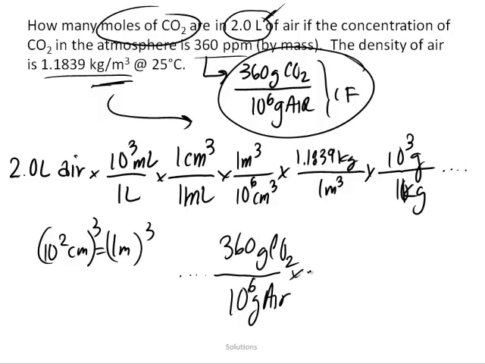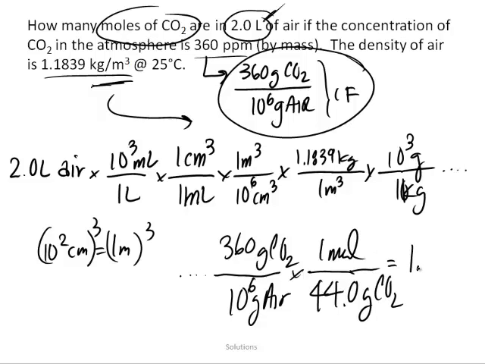And then if we calculate the molar mass of CO2, we got around 12 for carbon, 16 for the 2 oxygens, so that's 32, so that's going to be around 44.0 grams of CO2 per 1 mole. And that will give us an answer of 1.9 times 10 to the negative 5th moles of CO2 in 2 liters of air.